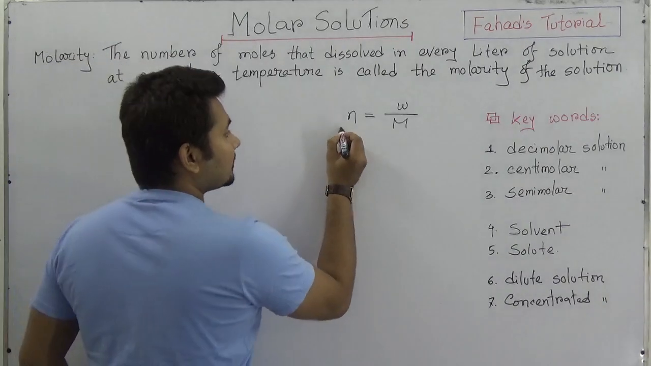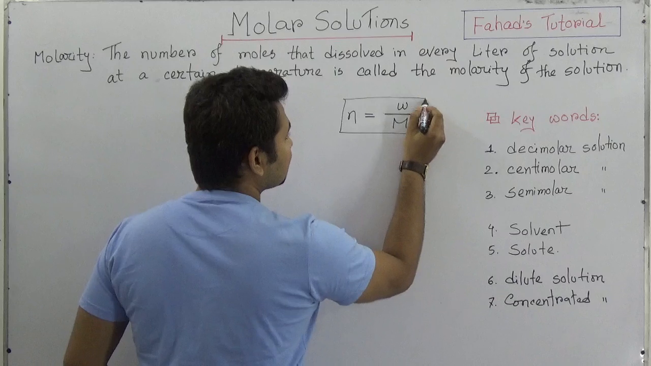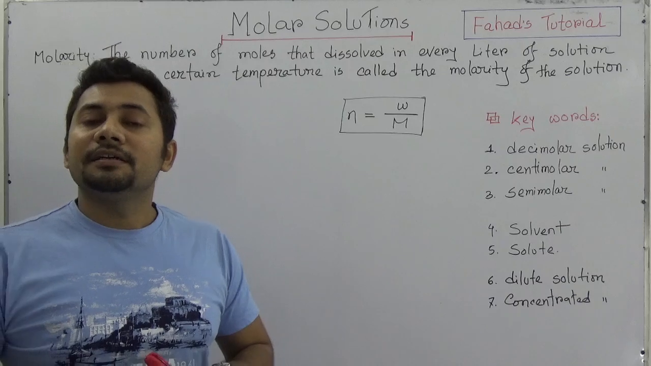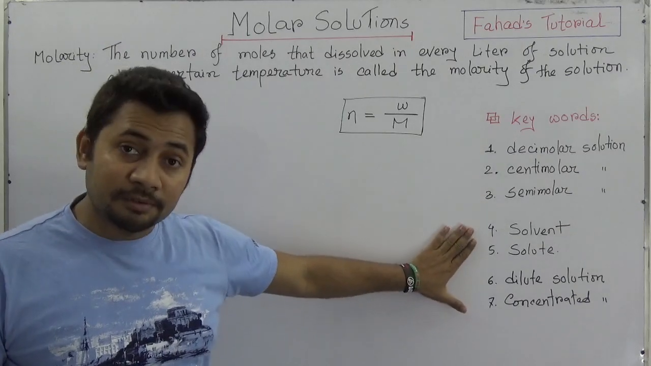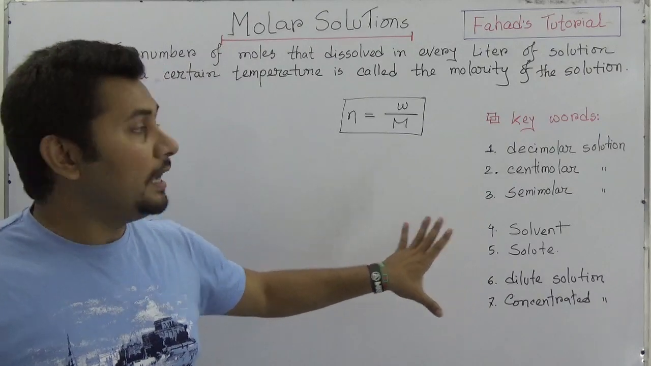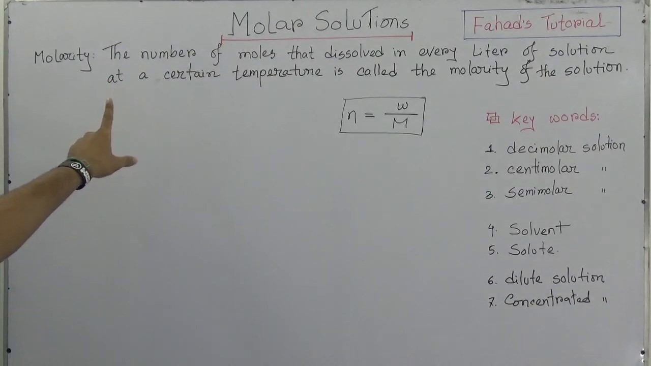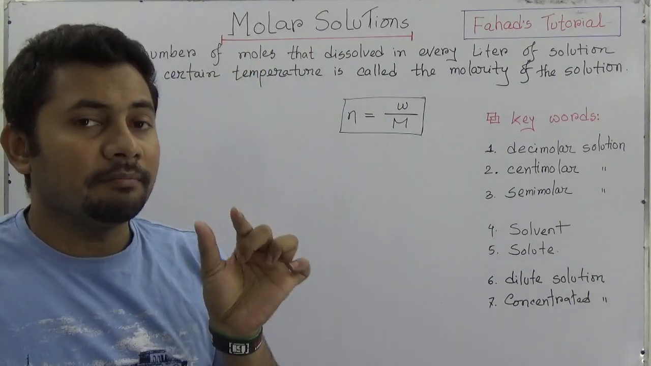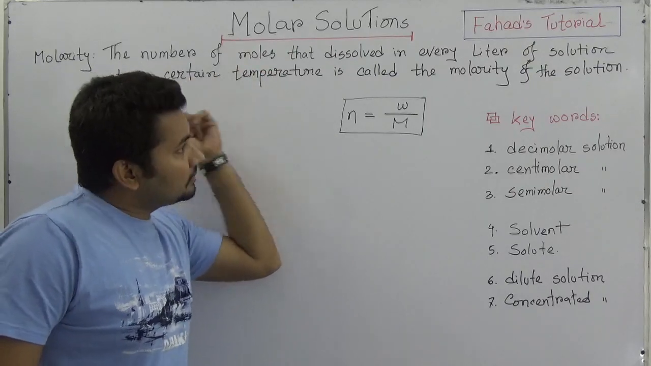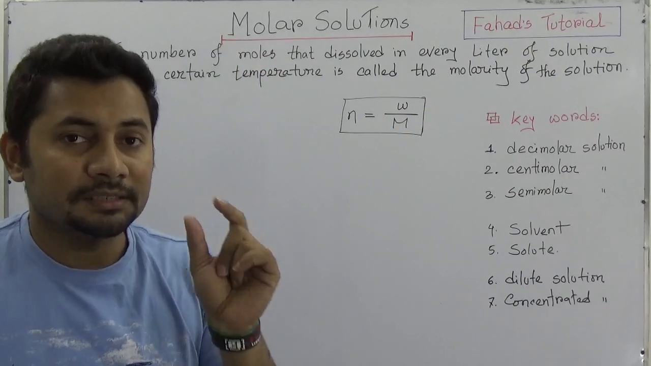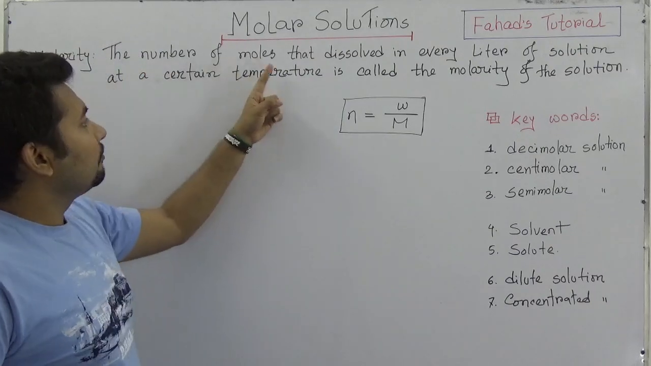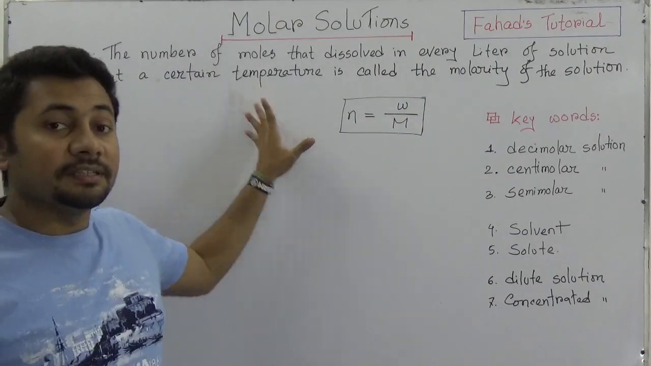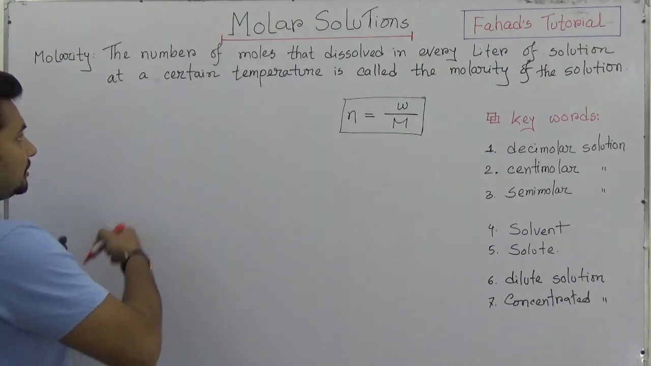These would be the key terms, key calculations and key equations to solve problems about molarity. There are some keywords that we need to understand, and the definition of molarity. The definition of molarity is the number of moles. Before you start this definition, you must know what a mole is. So the number of moles that dissolve in every liter of solution at a certain temperature. This is a condition: a certain temperature.